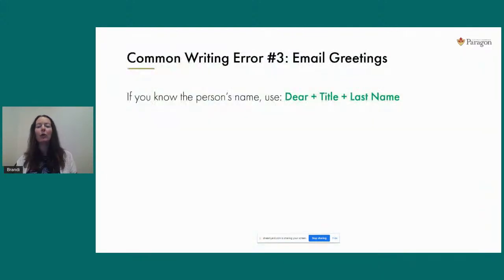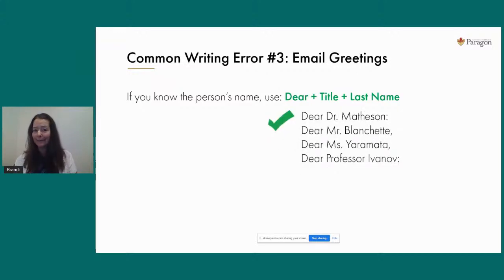But again, I'd like to just quickly go over some of the formats for how you would greet somebody in an email, because I know I'll get lots of questions about this at the end. So if we follow this structure, if we know the person's name to whom we're writing, we're always going to start with that word dear. Then we're going to put a title word and then the last name, not the first name, the last name.